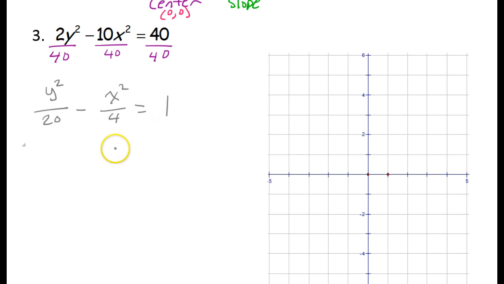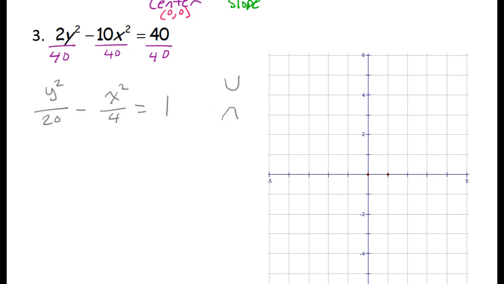Now, some hyperbolas are vertical, meaning they open up or down, whereas some hyperbolas are horizontal. They open left or right. This is going to be a vertical hyperbola. I know this because the positive term has the y in it, and we should always put that first. So right from the beginning, you should always know which direction your hyperbola is opening. So this one opens up and down. Keep that in the back of your mind.